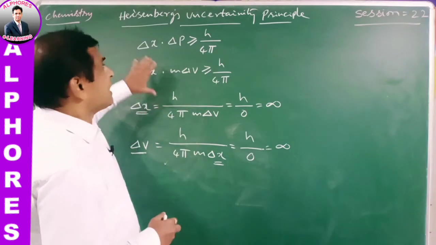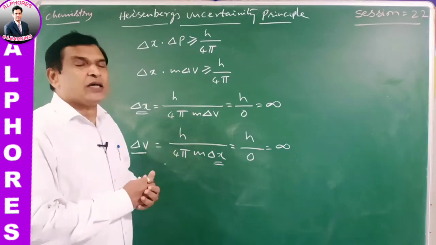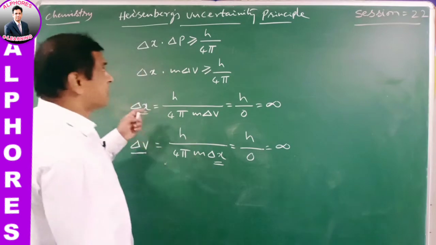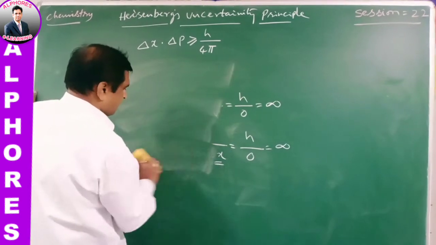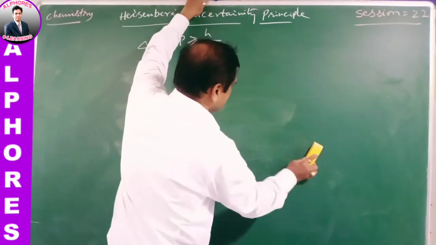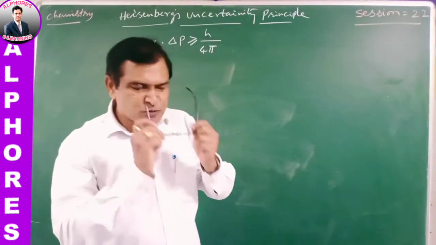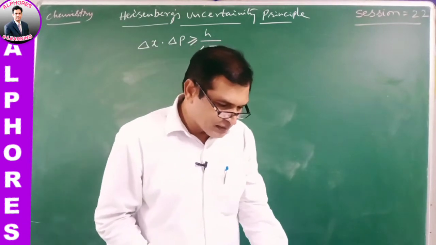So this is the Heisenberg uncertainty principle. Now let us work one or two numericals on it. Let us see the first numerical on Heisenberg's uncertainty principle.